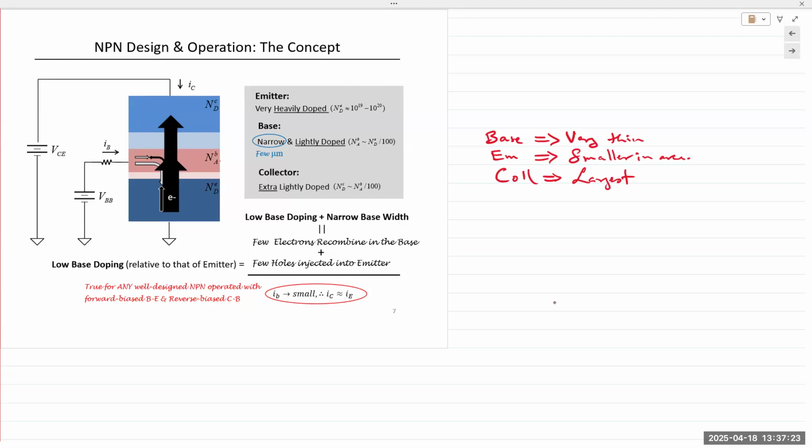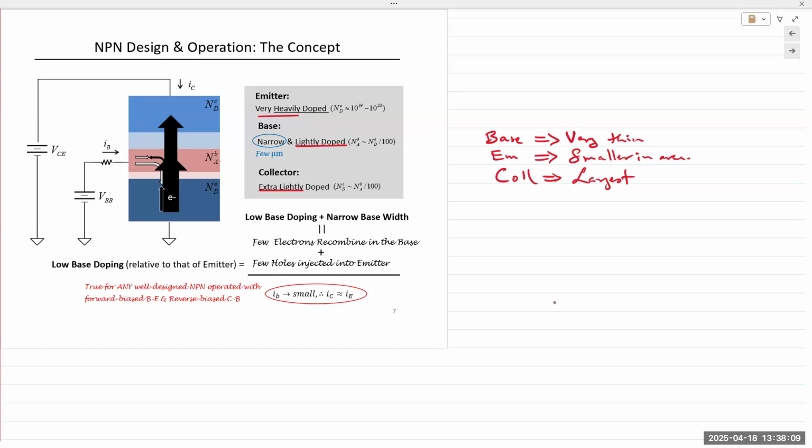The emitter is the most heavily doped. The collector is very lightly doped. The base is also very lightly doped. So there aren't as many free charge carriers present in the base and the collector. These are not normal doping profiles for a PN junction type device. Again, the emitter is very heavily doped. The base is very lightly doped. And the collector is, well, we'll use the words extra lightly doped here, but I'll explain what it means.